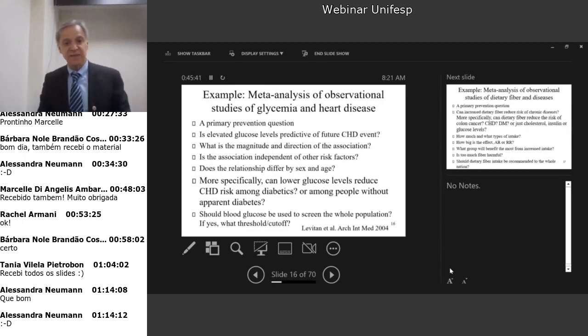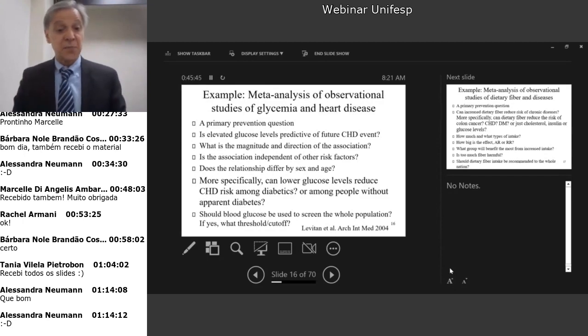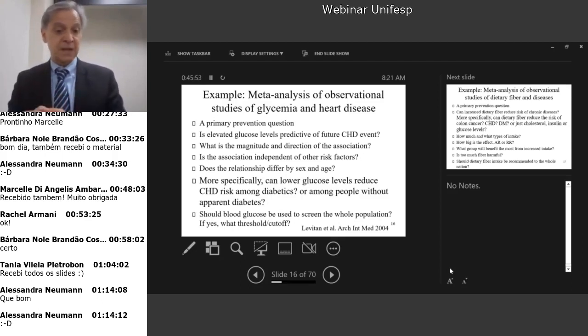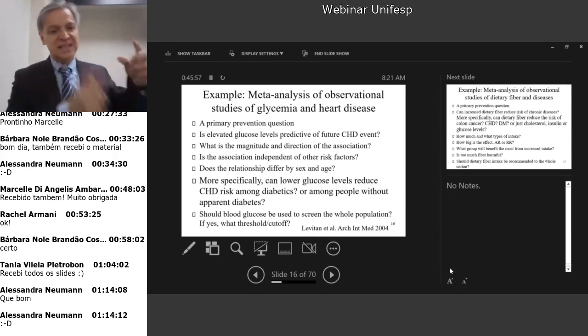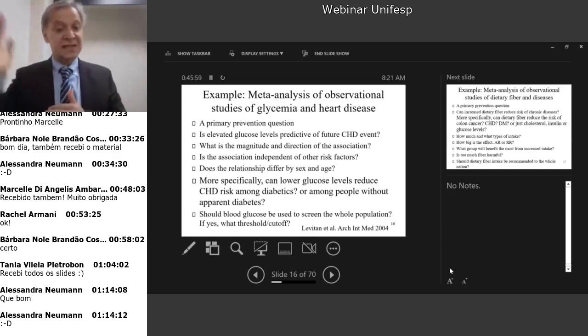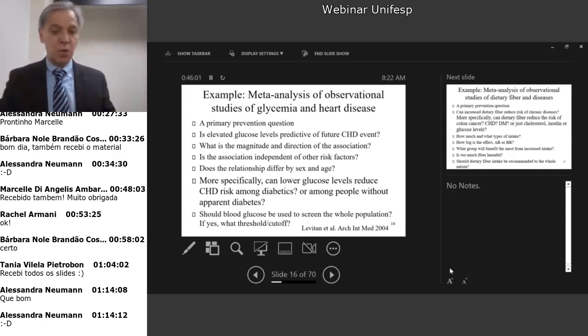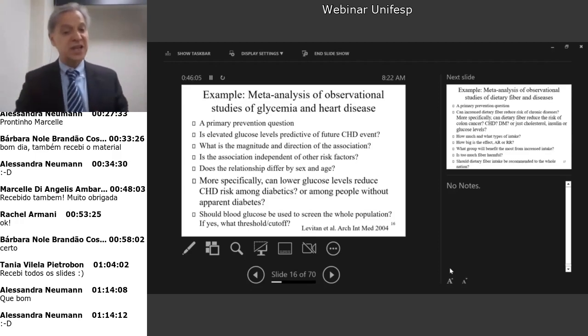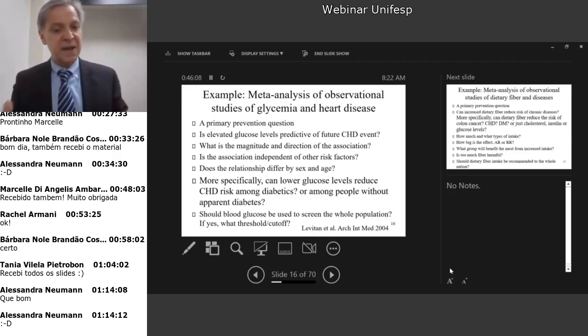Examples of meta-analysis of observational studies of glycemia and heart disease. A primary prevention question, right? Is elevated glucose level predictive of future coronary heart disease events? What is the magnitude and direction of that association? What's the size of the relative risk? And is it positive, above 1, or below 1? Is the association independent of other risk factors? Can you classically say this is independent?